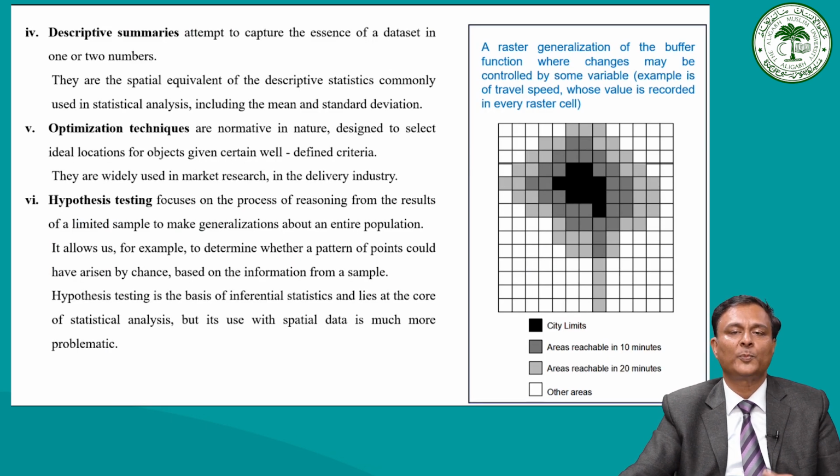Now here some more spatial analysis of distinct categories, where we are looking into transformations, descriptive summaries, optimization, and also hypothesis testing, etc. All in all, I would say that these are some very important and interesting characteristics of spatial information science which we have dealt with today.